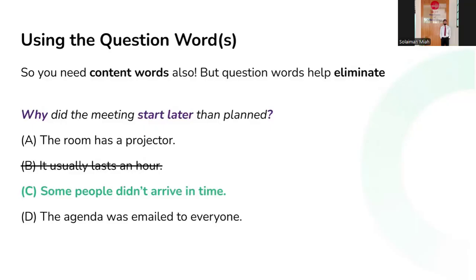The best strategy is to use both together. First, use the question word to eliminate answers that clearly don't fit. Then, use meaning and context to choose the option that actually explains the situation described in the question. In this case, why did it start later matches well with people didn't arrive in time. The other answers don't explain timing like the third answer choice does.